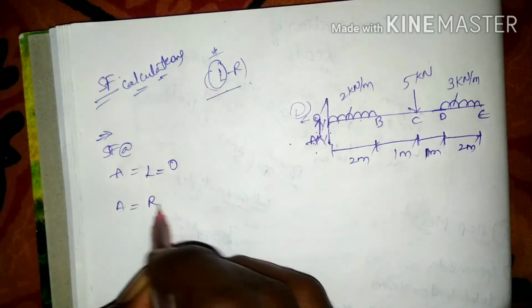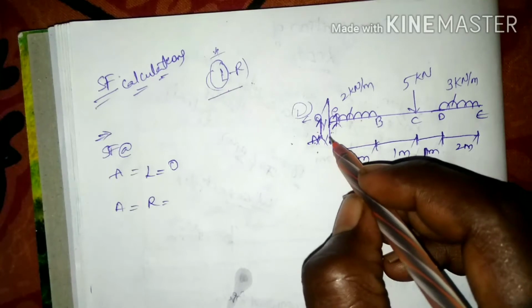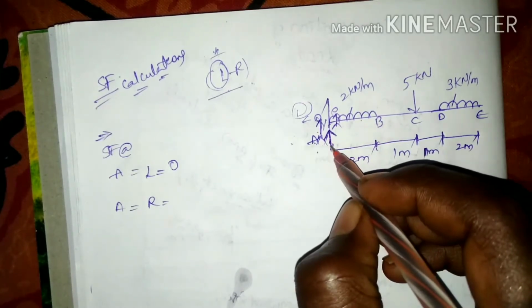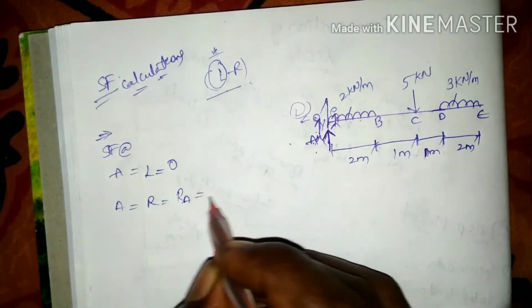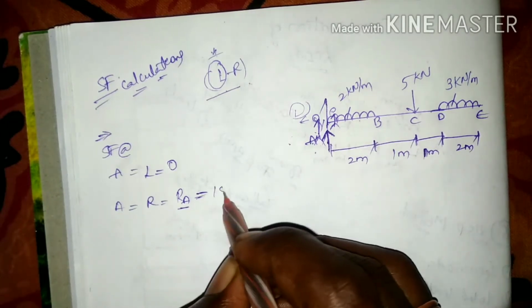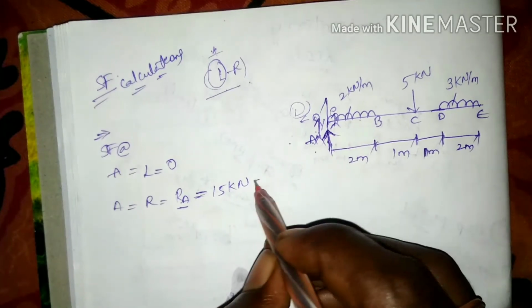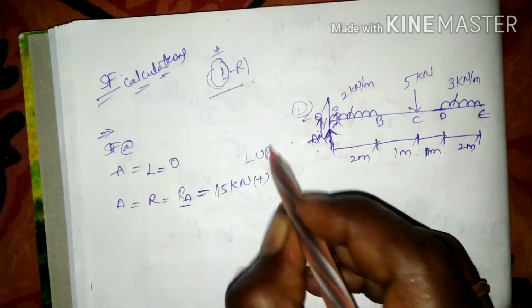At A, just to the right of A, we are going to find an upward reaction acting on the support, so that is going to be RA. The value of RA is 15 kilonewtons. This is in the upward direction, so I am going to take it as positive, left up positive.